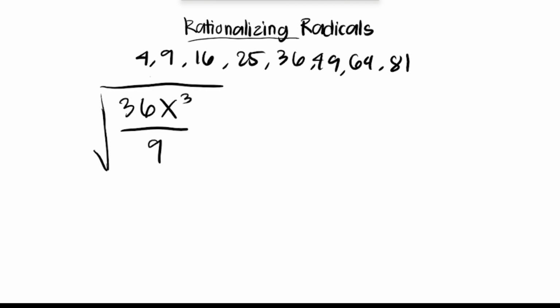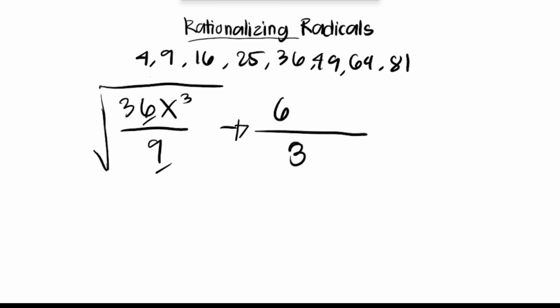Now, what do we do if we have variables in our fraction or radical? Same process. 36 is a perfect square, 9 is a perfect square. Therefore, we can just take the square roots and we have 6 over 3.